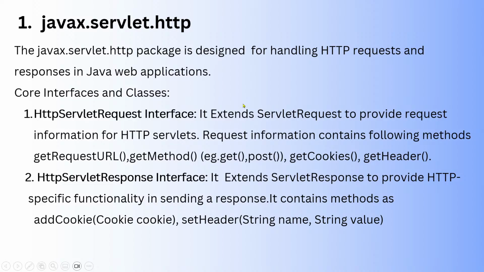Request information means we are requesting some data. Okay, so request information contains the following methods. Get requested URL, it can be a URL. It can be a method. Get method. Again, within this we can have get method, post method, get cookies, get header files or get headers.